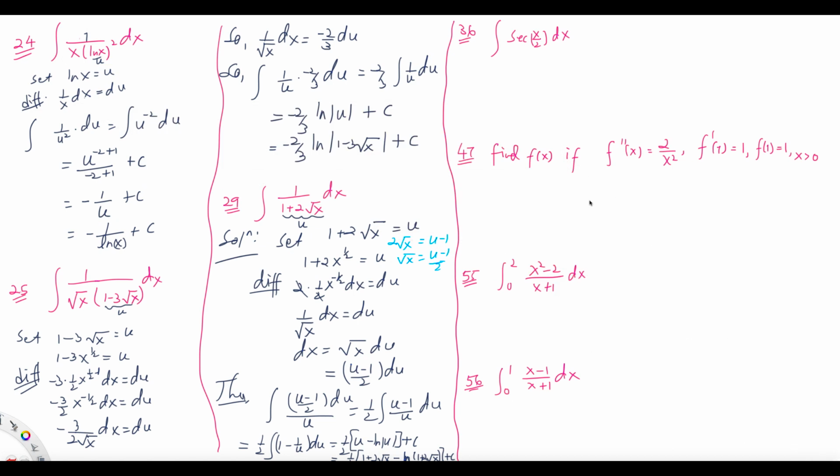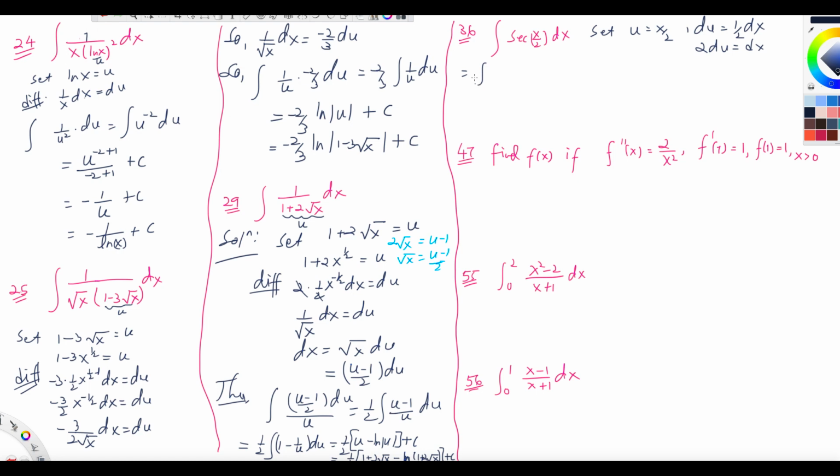It was natural log of secant x plus tangent x, right? But you have x over 2, so you need to again do the u here. Set u equals x over 2. Then what will be du? du will be 1/2 dx. So it will be 2 du equals dx. So instead of dx, you will replace it by 2 du.